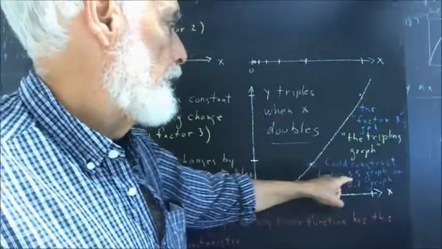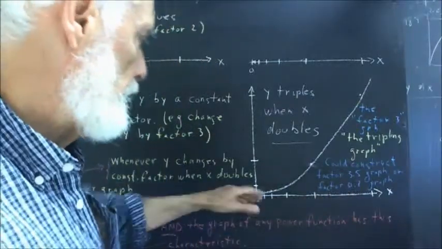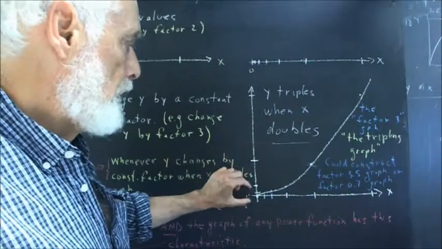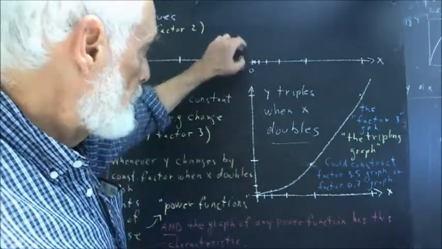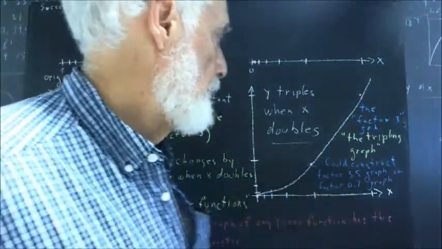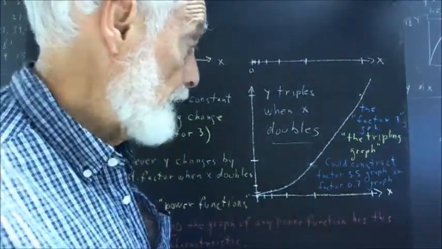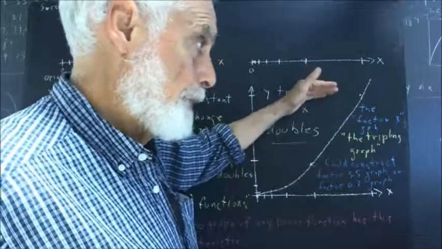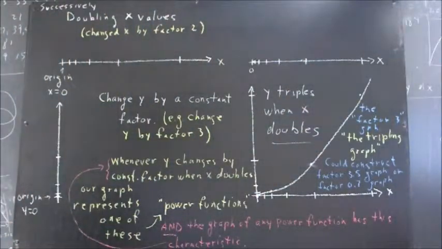We could construct a factor 3.5 graph or a factor 0.7 graph. A factor 3.5 graph, we would more than triple. So if this is one x value, we would more than triple to get that, and then we would more than triple to get the next y value. We'd use factor 3.5 instead of factor 3. Or we could use factor 0.7. Now that's going to cause y to get smaller, because 0.7 of any y value is smaller. That's perfectly legitimate.